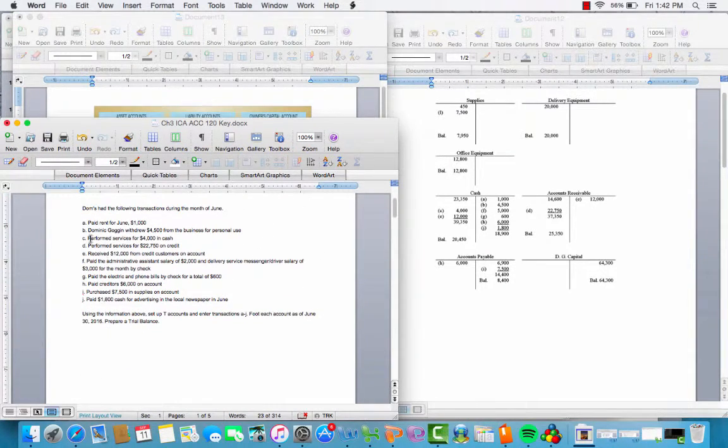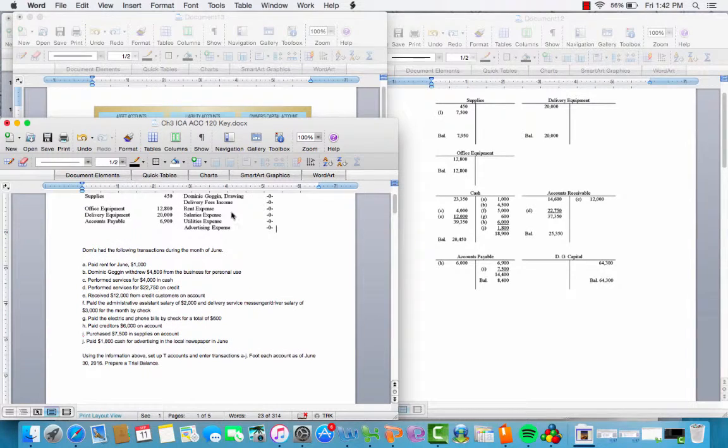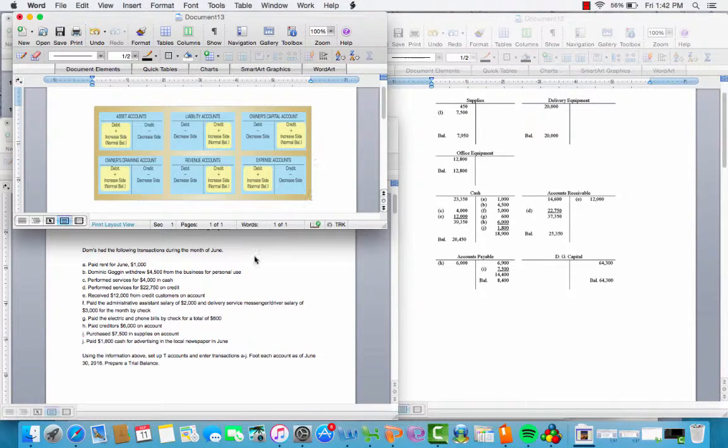So we have these transactions, A through J. For each one of these, we're going to try to categorize them using the accounting equation. All right, so the first transaction, Dom paid rent in June for $1,000. So the first thing we want to do is try to figure out what accounts are being affected here. Well, if we paid rent, we're paying cash, we know we have less cash. So that's the first entry we want to make.